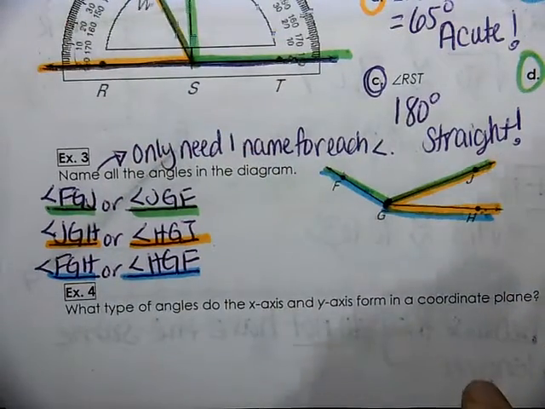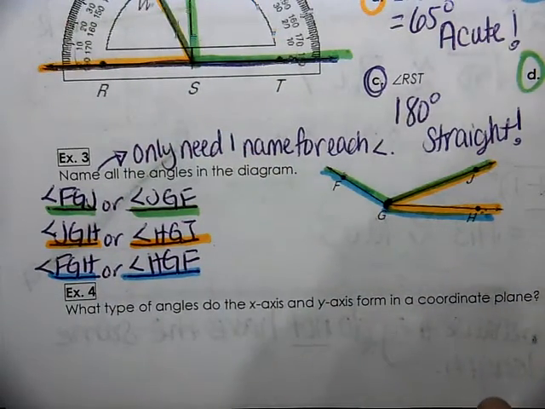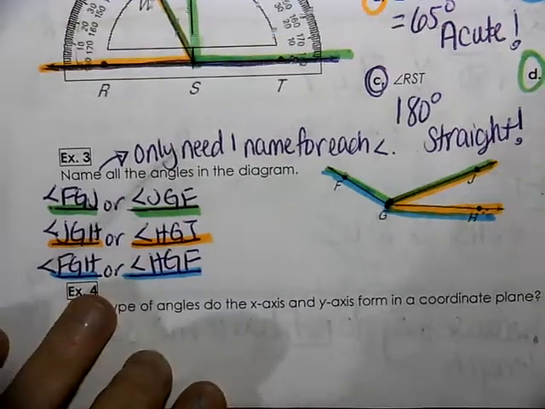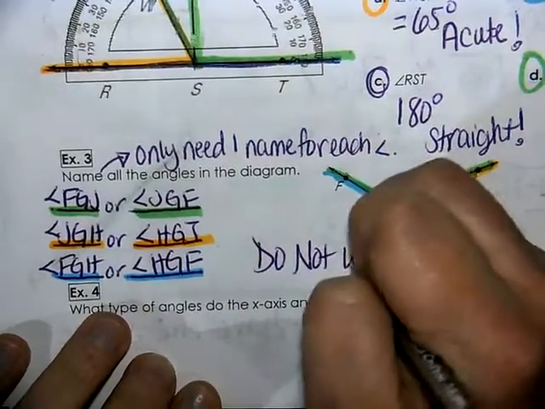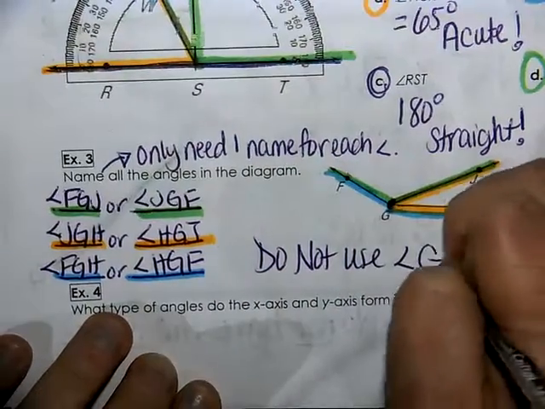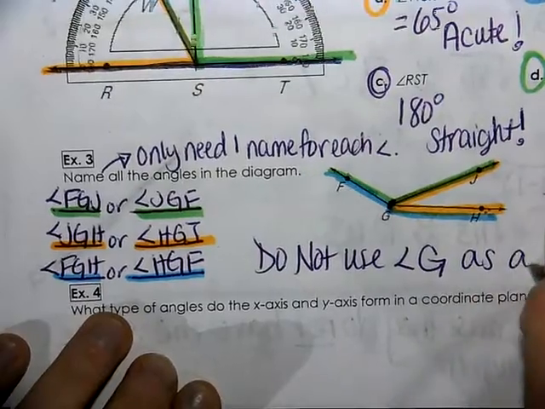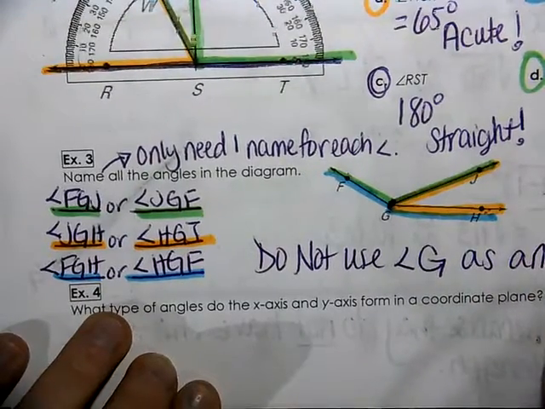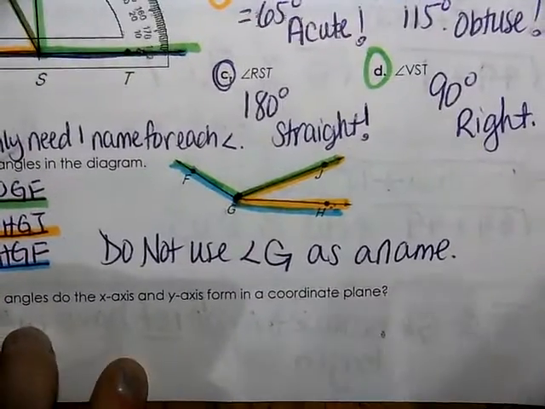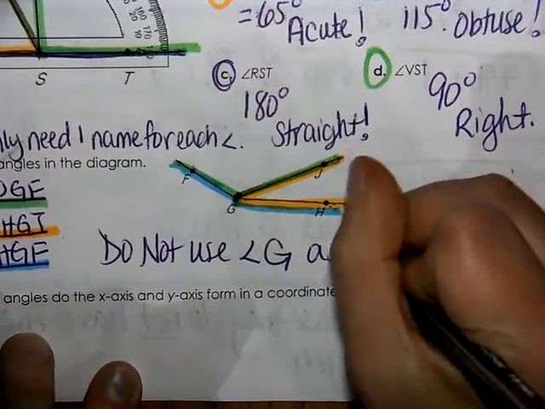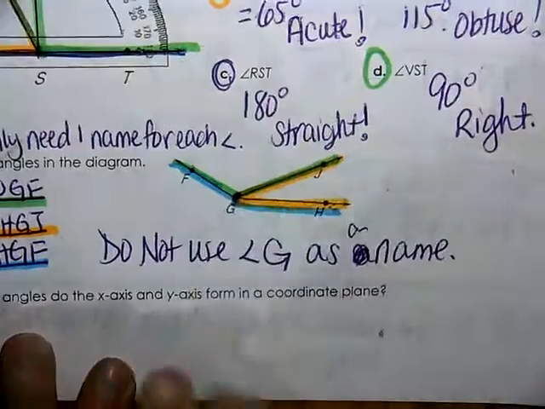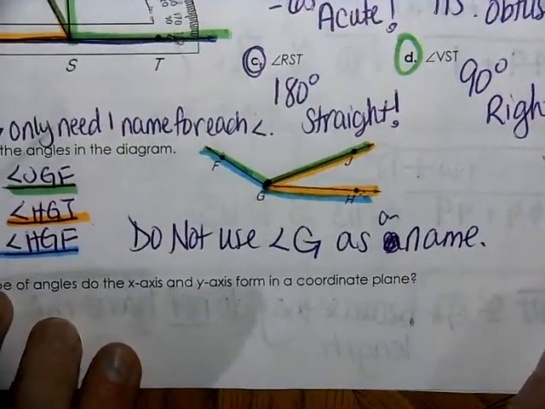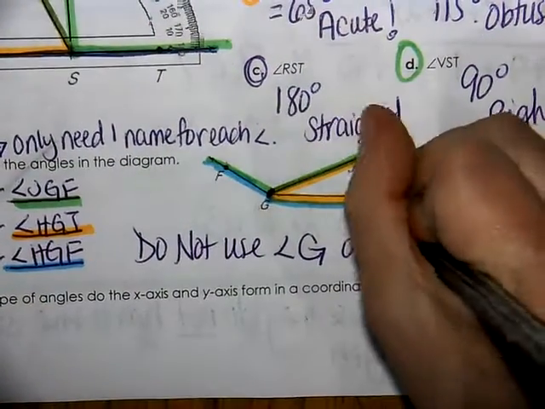Notice that we did not use angle G at all. So we do not use angle G as a name in this picture, and we do not use it as a name in this picture, because angle G represents many different angles.